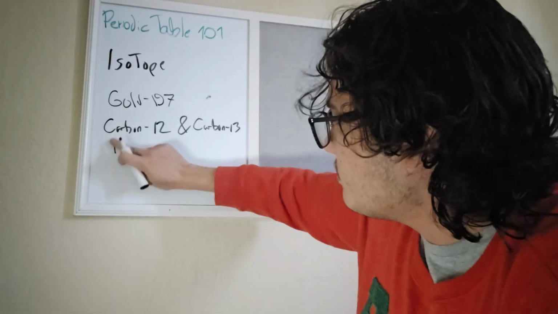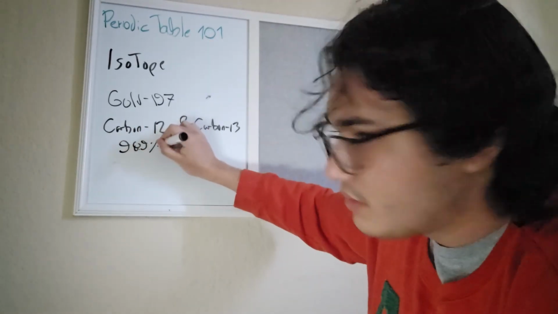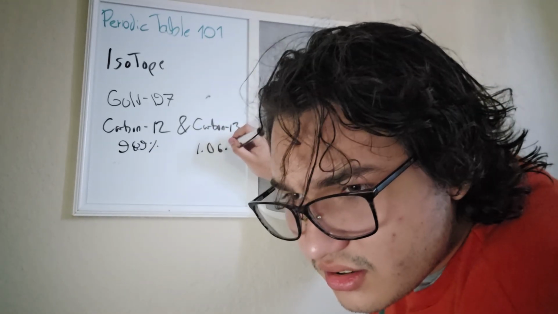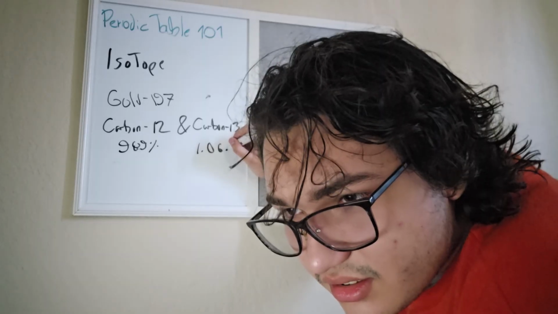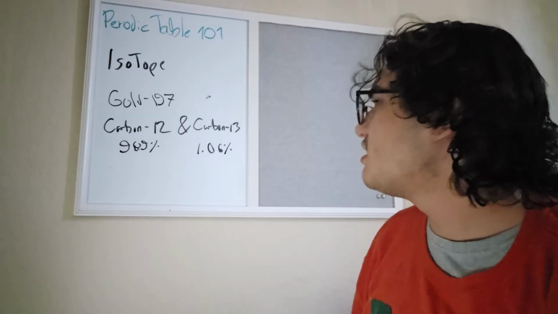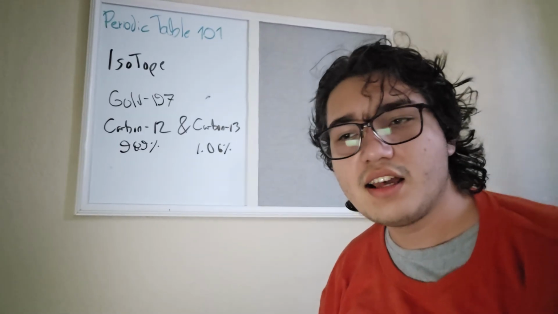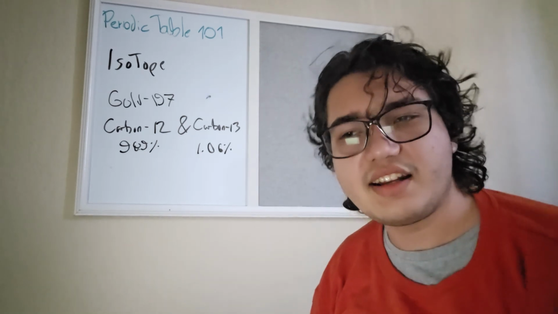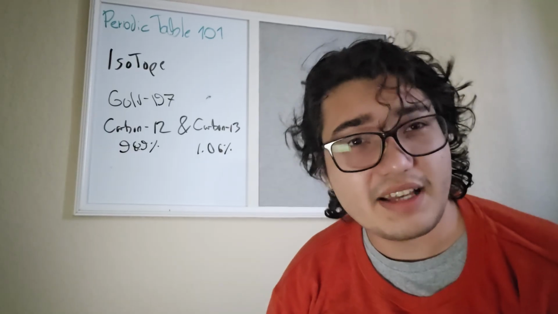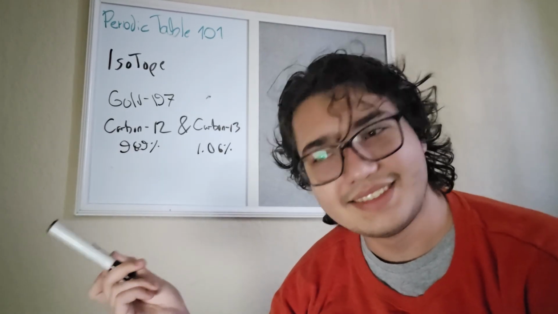Okay, so this is 98.9% and this is 1.06%. If you're wondering why it doesn't go up to 100%, that's because there's technically other isotopes that count for the rest. They are so rare in nature that they're basically just man-made. Same thing applies with gold. I just explained it poorly back then.